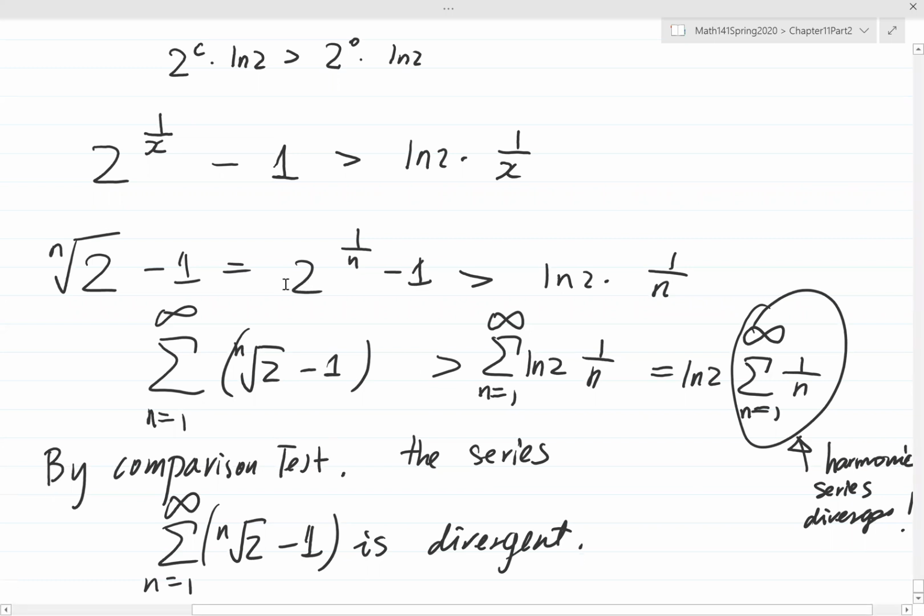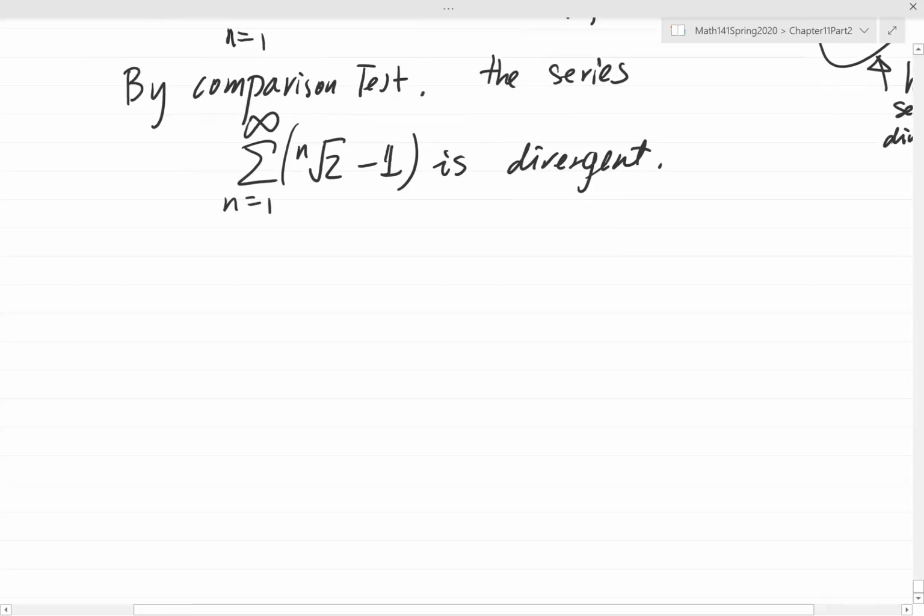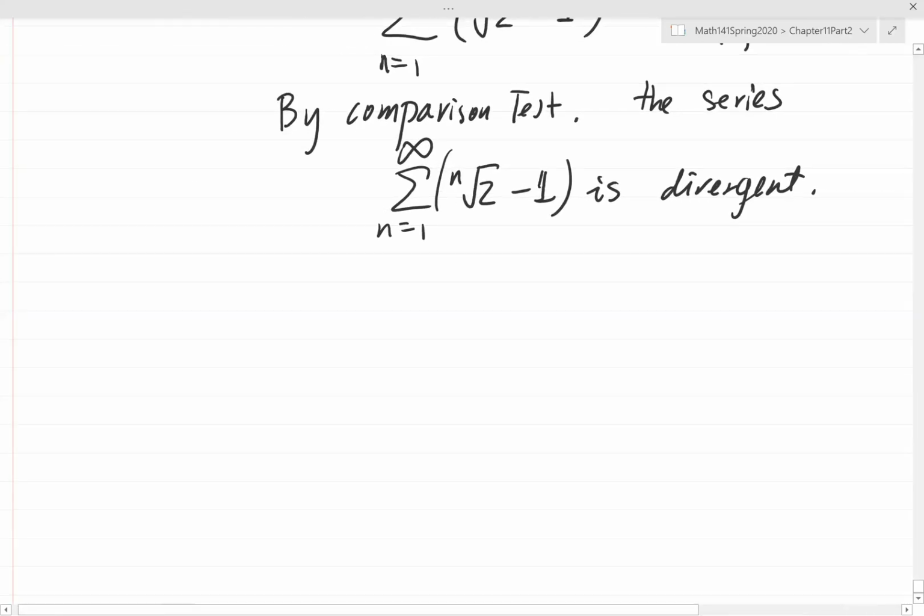Any questions for this problem? All right. Okay. Maybe one more example.